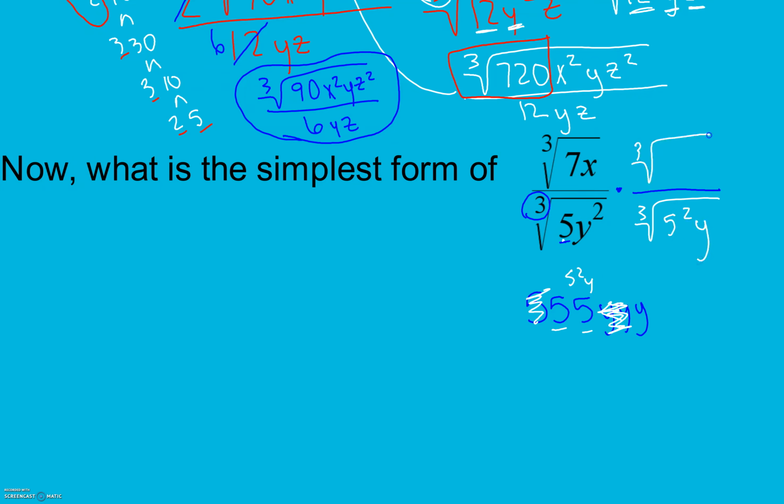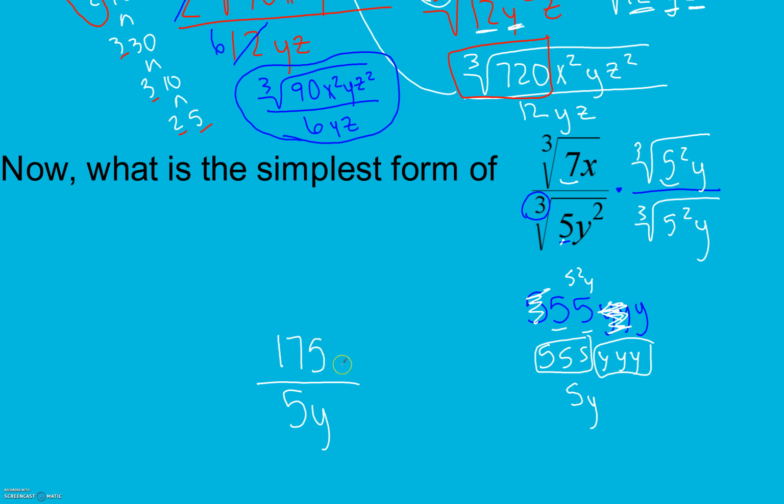And whatever I do to the bottom, I have to also do to the top. Now if I look here, I have 1, 2, 3 5's, and 1, 2, 3 y's. I have a group of 5's and a group of y's. So in my denominator, all I have left is 5y. In my numerator, I'm going to take 7 times 5 squared, which is 25. I'm going to get 175. I have an x and I have a y.